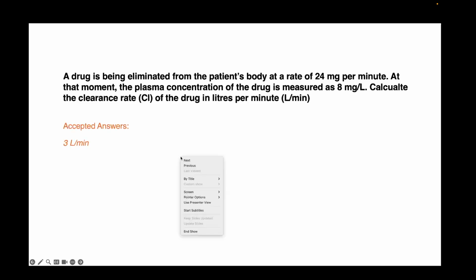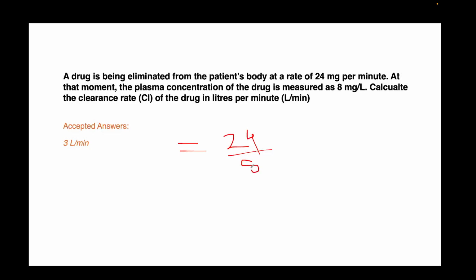So to calculate the clearance rate of the drug, basically it is the rate of elimination, which is 24 mg per minute, divided by the plasma concentration of the drug, which is 8. This will give you 3 liter per minute, which is the correct answer.